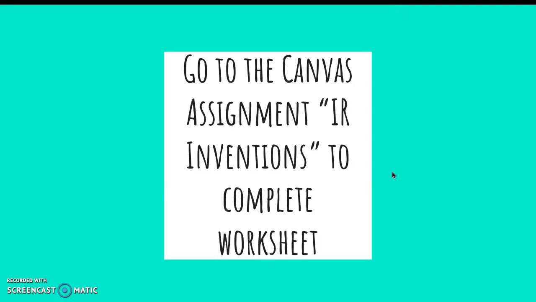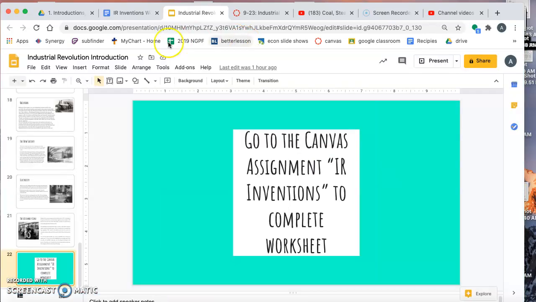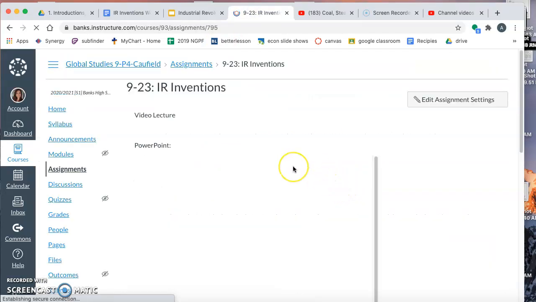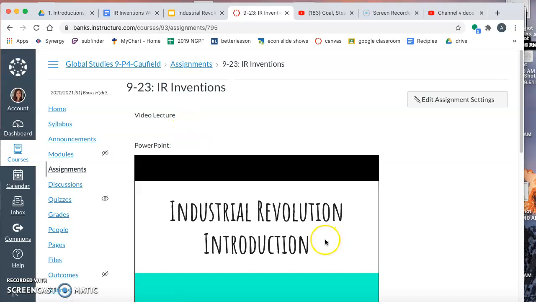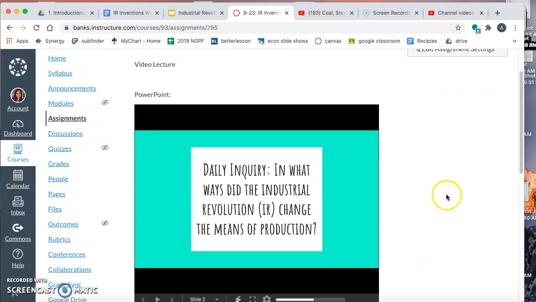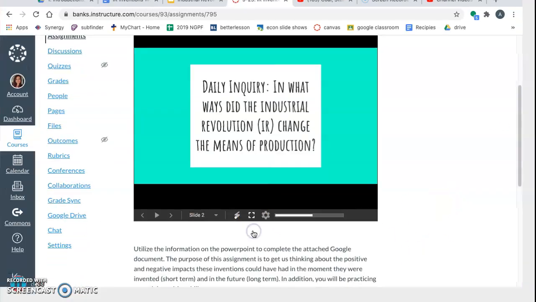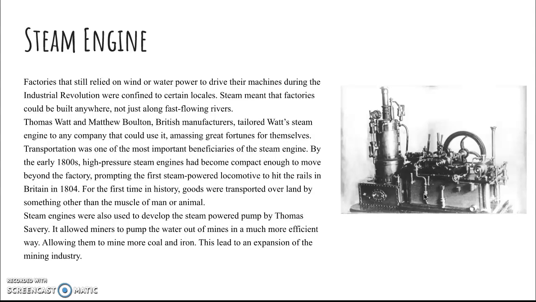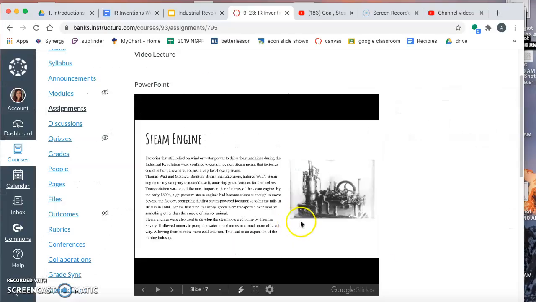So now what I want you to do is go to Canvas, and if we go back to the module that we were on, and we click on this assignment, it'll look a little different for you guys, but I'll have the picture of the video here. You also have the copy of the PowerPoint here, and you'll be able to make it big so you can go through and look at the invention papers.